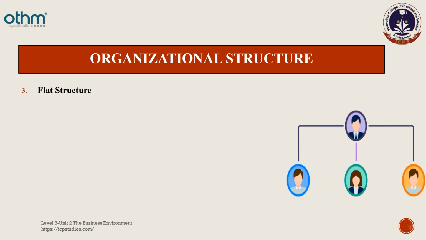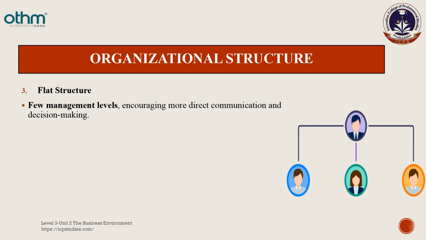The third organizational structure is flat structure. The flat structure has very few management levels, and it always encourages direct communication and decision making in the organization. For example, it is very common in small startups where the employees have to report only to one CEO.